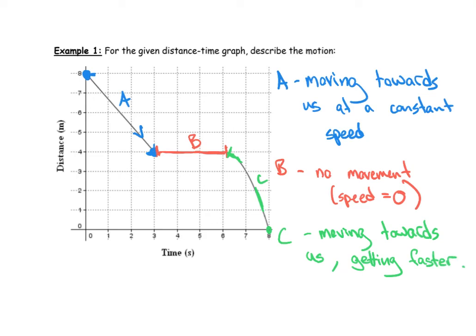So distance time graphs tell us not only where something is and when, but it can also tell us how quickly something is moving, and whether that is moving at a constant speed, or maybe it's not moving at all, or maybe its speed is changing. And that's everything we need to know about distance time graphs for today.